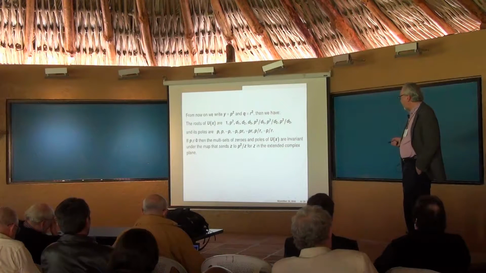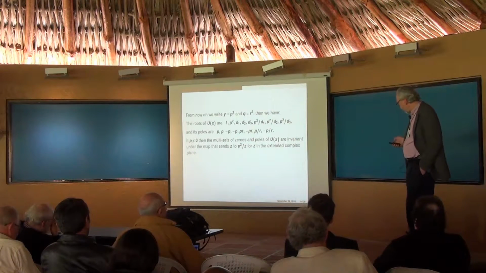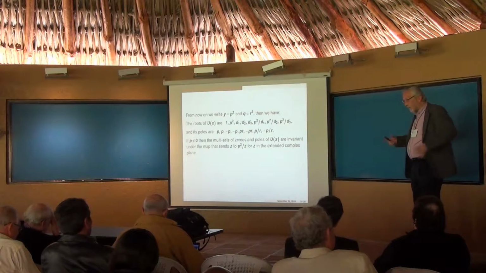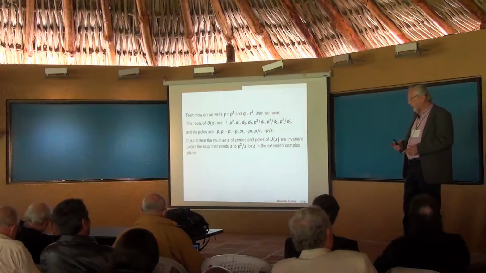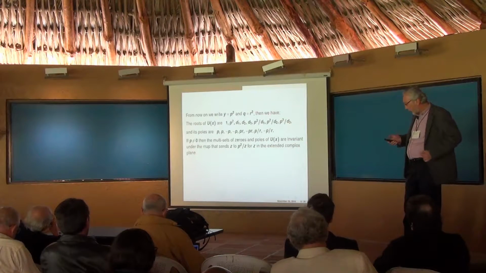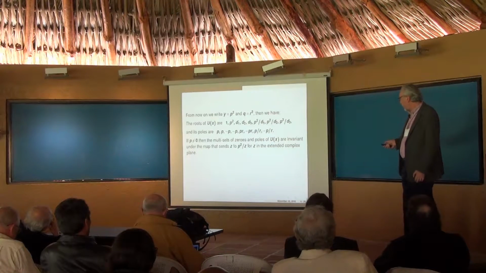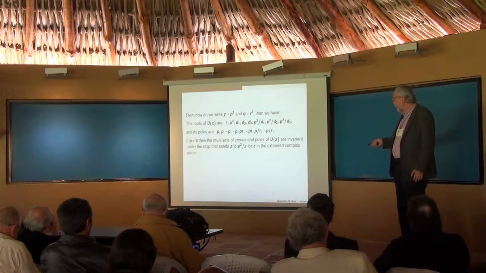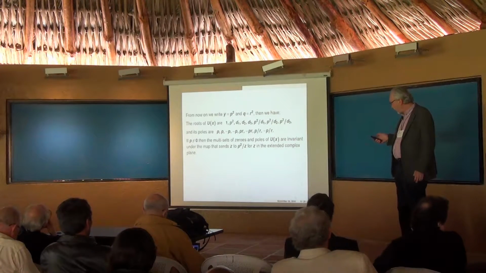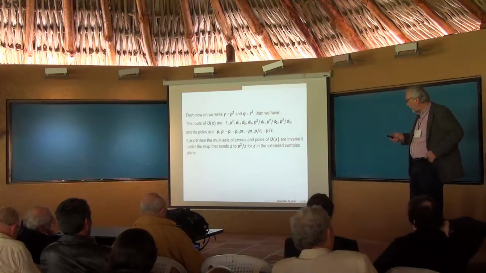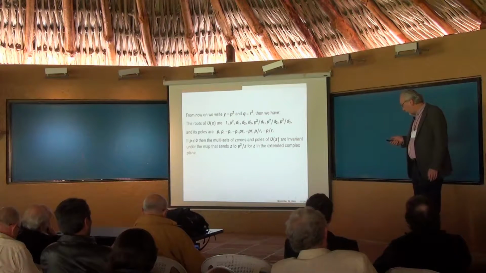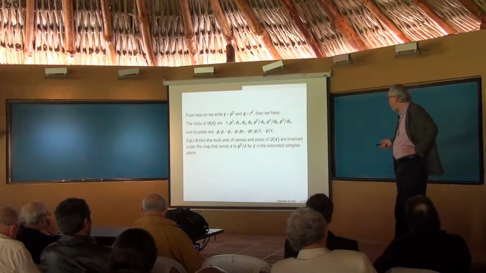And the same thing happens with the poles. So they satisfy a kind of symmetry with respect to inversion in the complex plane. You consider the circle of radius p, and inversion with respect to that circle leaves the zeros and poles invariant.